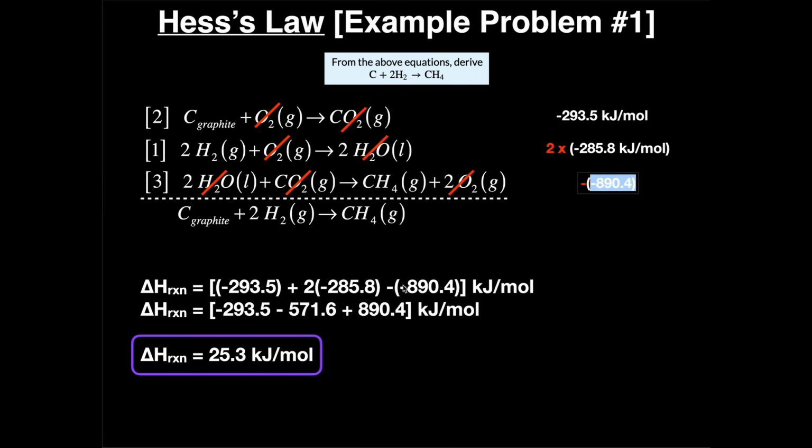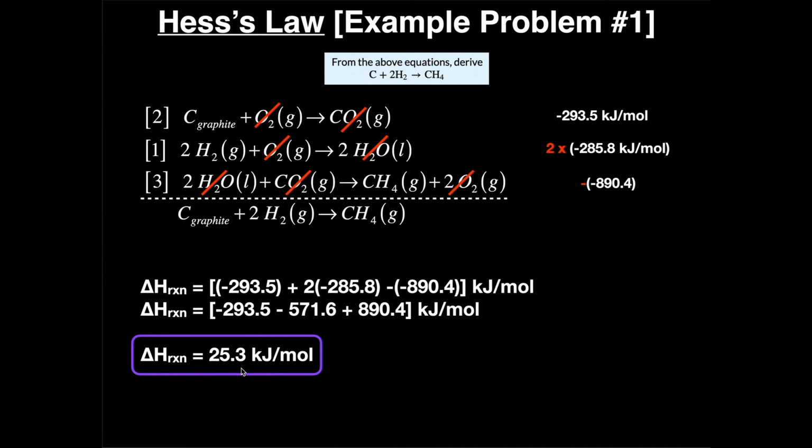890.4. These two negatives will cancel and give us a plus sign. And so again, when I simplify this, I get negative 293.5 minus 571.6. Again, this is minus this number because I doubled 285.8, but I had to include this negative sign there. So it's minus 571.6, and then minus a negative 890.4 is as good as plus 890.4. And then everything is in units of kilojoules per mole. And when I add these together, we have a delta H of reaction of 25.3 kilojoules per mole.